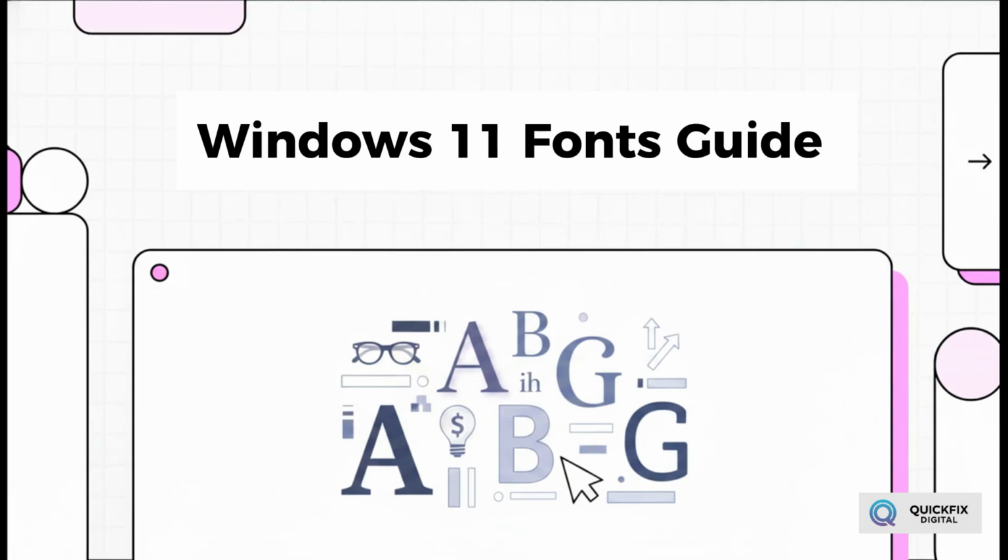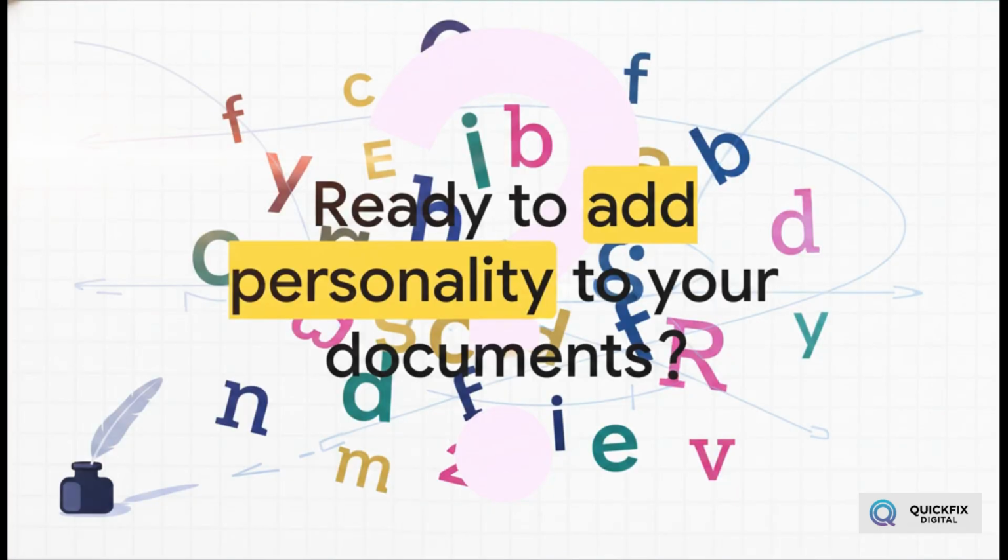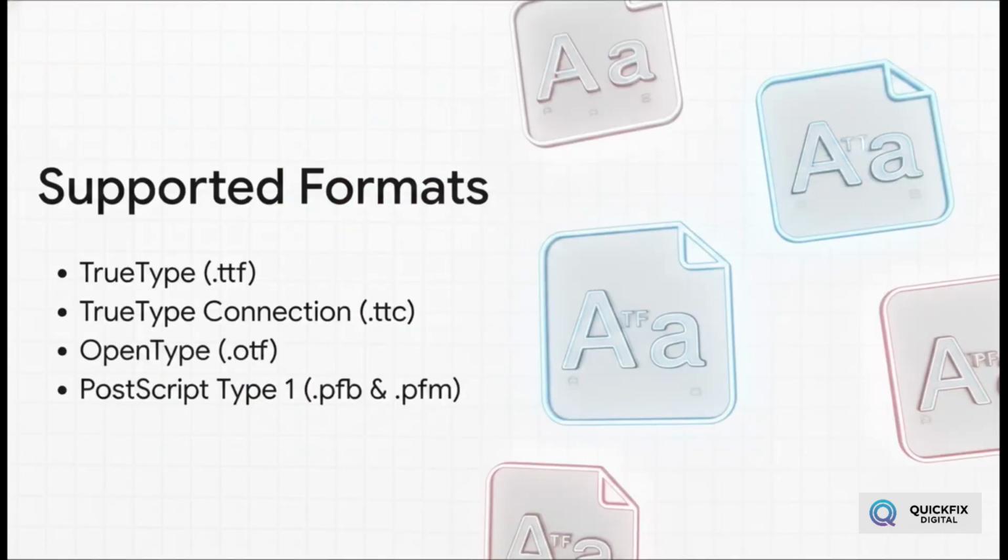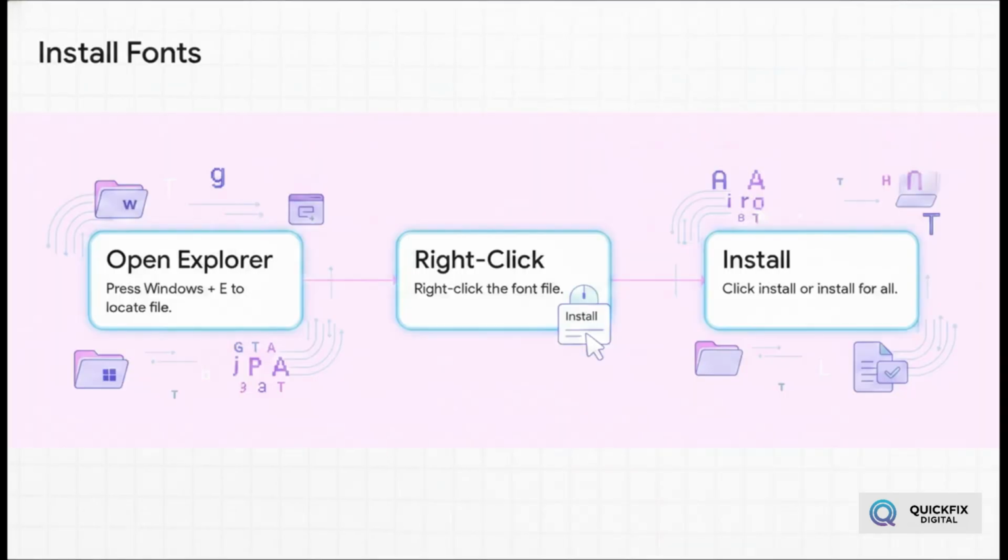Let's do a quick explainer on exactly how to install and uninstall fonts in Windows 11. Custom typography gives your work instant personality, so let's jump straight into the setup. First up, make sure your font matches a standard Windows format, like TrueType or OpenType. To install it, we'll open File Explorer, right-click the font, and just hit Install.